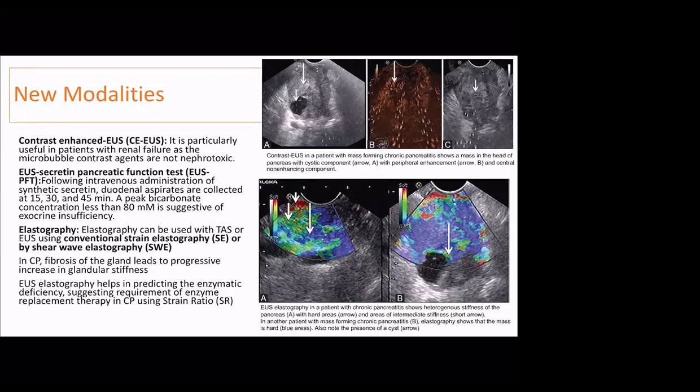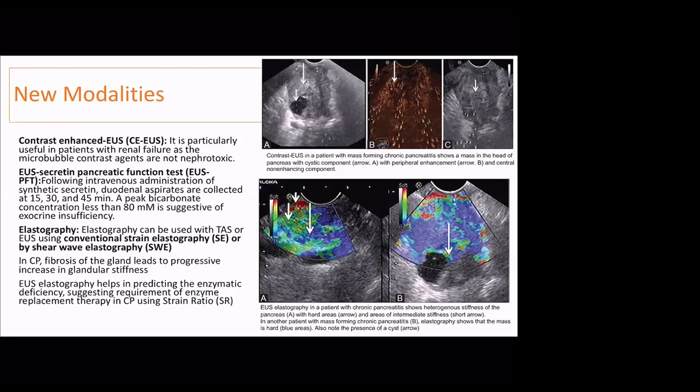Other modalities now use the endoscopic secretin pancreatic function test. It is done following intravenous administration of synthetic secretin and taking duodenal aspirates collected at 15, 30, and 45 minutes. A peak bicarbonate concentration of less than 80 is suggestive of exocrine insufficiency.